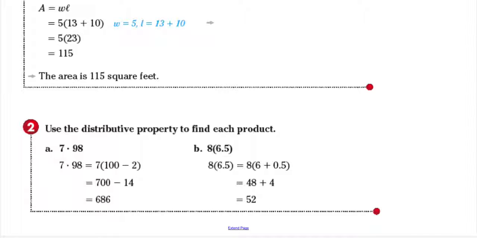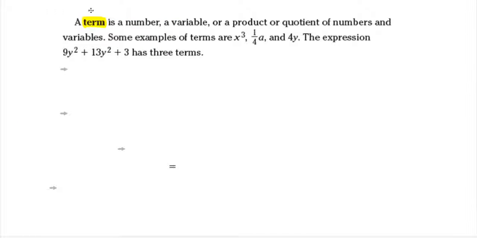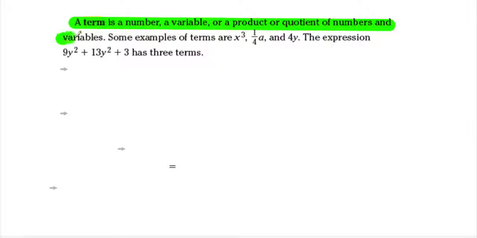Okay, so moving on. A term is a number, a variable, or a product or quotient of numbers and variables. So that's the definition of a term. This should be written down in your notebook. A term is a number, a variable, or a product or quotient of numbers and variables. Some examples of terms are x cubed, 1/4 a, 4y. The expression 9y squared plus 13y squared plus 3 has 3 terms, and these are your 3 terms.